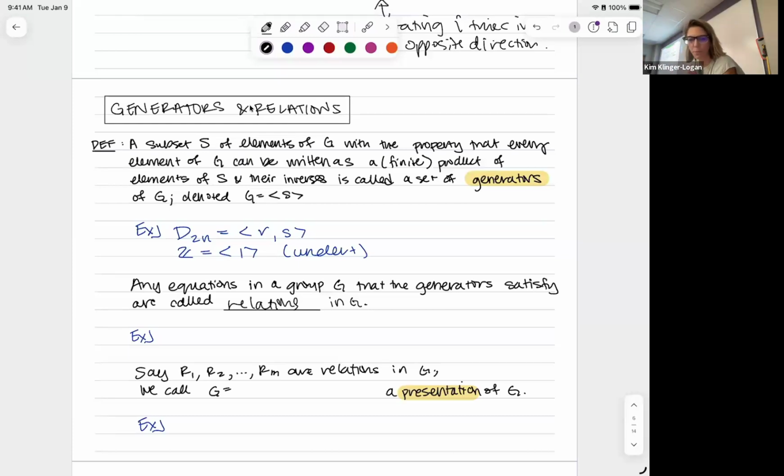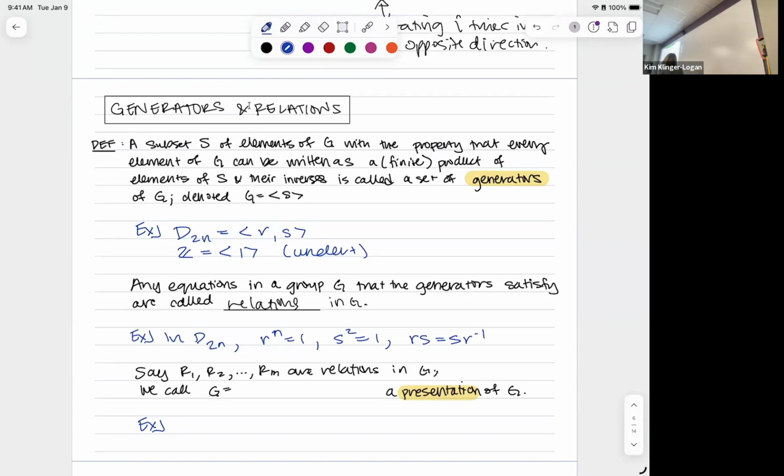And so, for example, in my D2n case, I have something like: if I apply R to itself n times, I get the identity. If I reflect twice, I get the identity, right? And also, if I apply S and then R, it's the same thing as doing R inverse and then S, right? So those are some examples of relations.